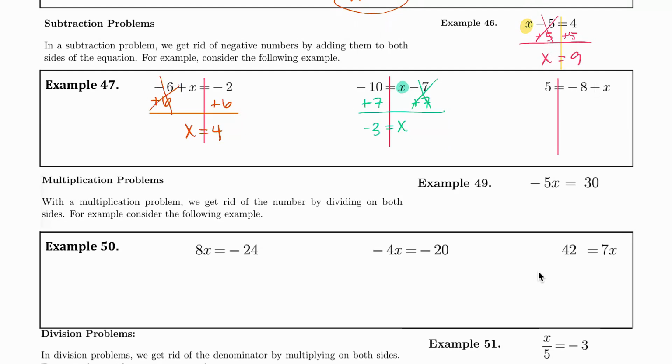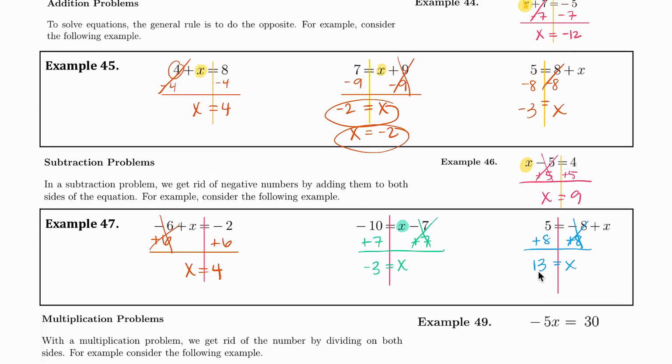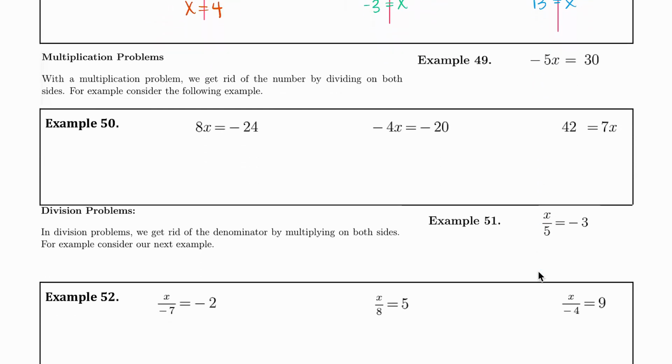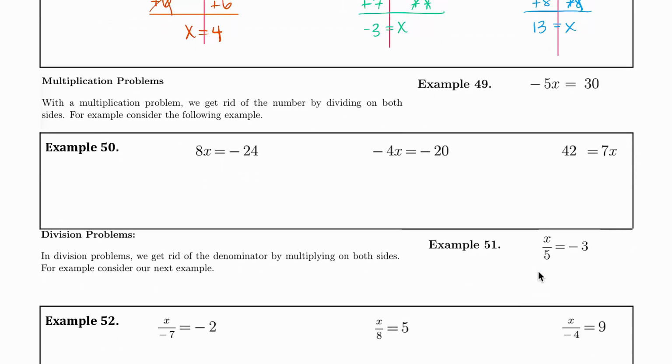Okay, on that last one, we have 5 equals negative 8 plus x. The negative 8 is what we're trying to remove, so we're going to have to do plus 8 plus 8. Negative 8 plus 8 eliminates, and I'm left with 13 equals x. So that gives us some addition and subtraction examples. Now let's look at some multiplication examples.